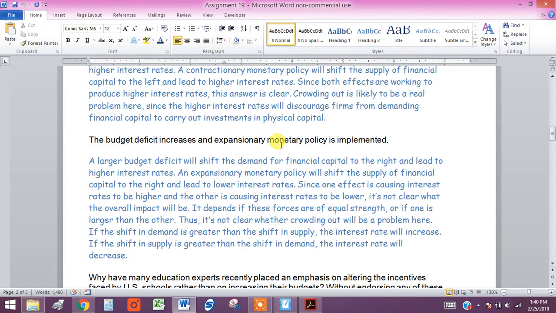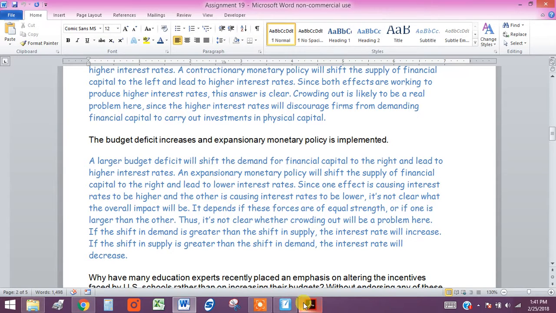Now, what happens if we have an increase in our budget deficit and expansionary monetary policy is used? Well, once again, the increase in the budget deficit is going to mean more demand for loanable funds, so that's going to shift the demand curve to the right. But the expansionary monetary policy is going to shift the supply also to the right, so it's going to counter the effects of the higher budget deficit. What's going to actually happen depends on the strength of each one, so we're not really sure.